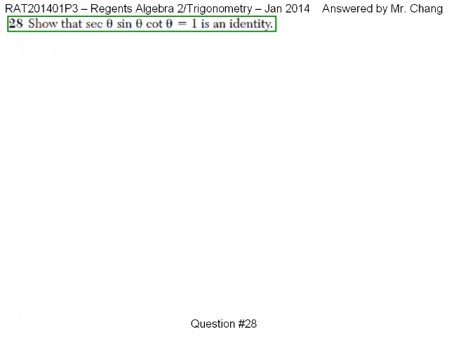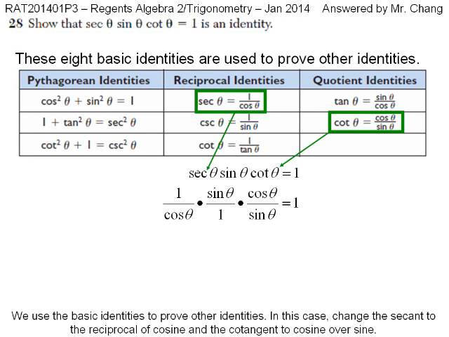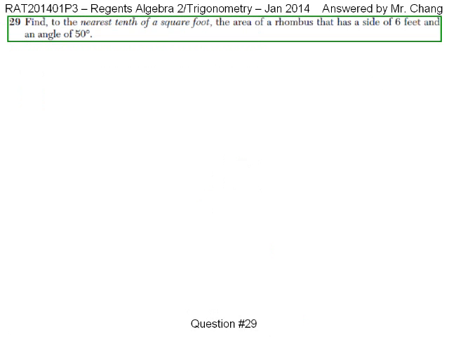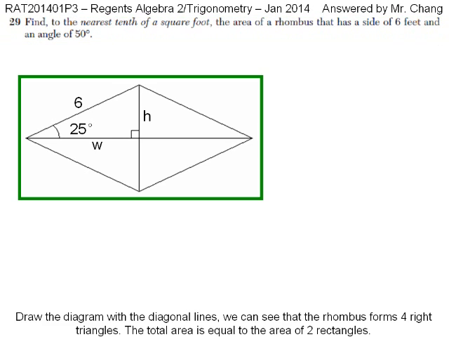Question number 28. We use basic identities to prove other identities. In this case, change the secant to the reciprocal of cosine and the cotangent to cosine over sine. So we can cancel out all the sine and cosine functions and make the left side also equal to 1.